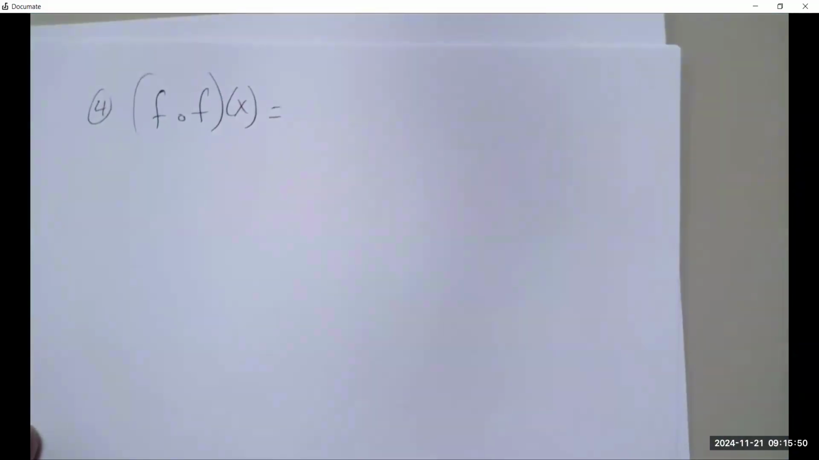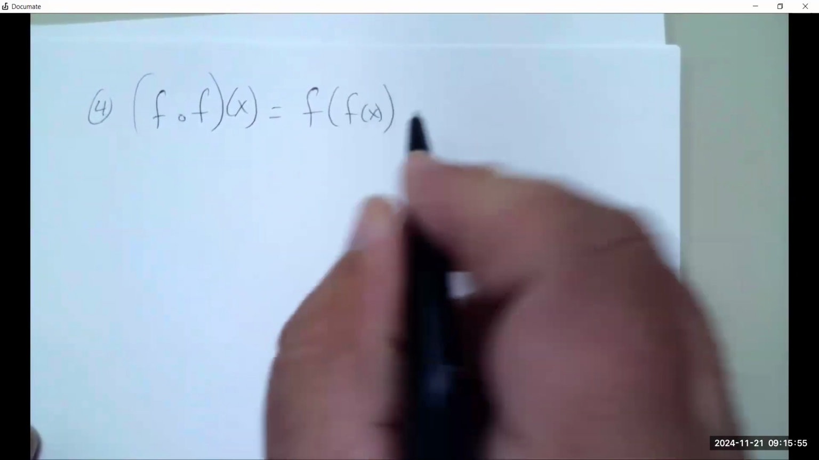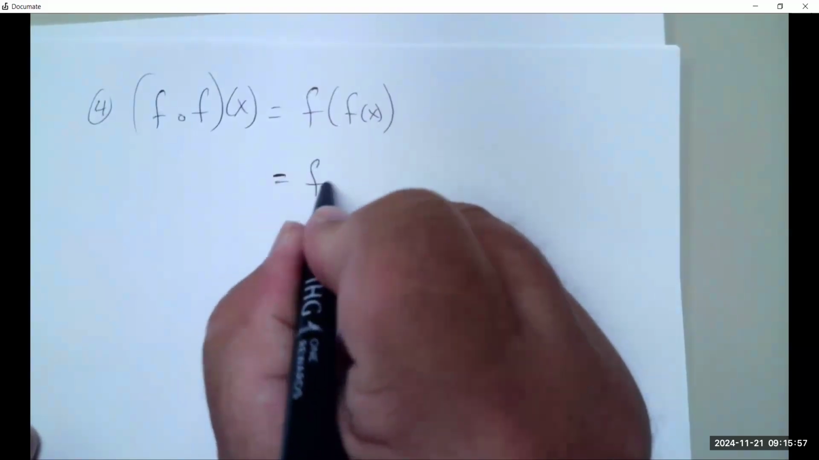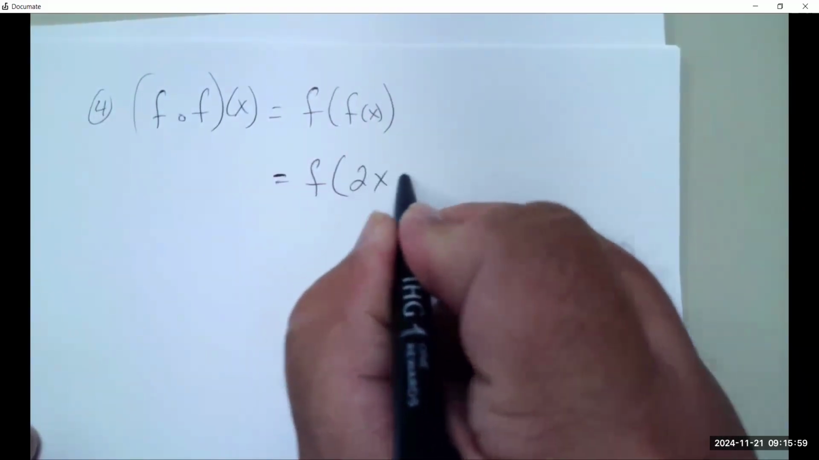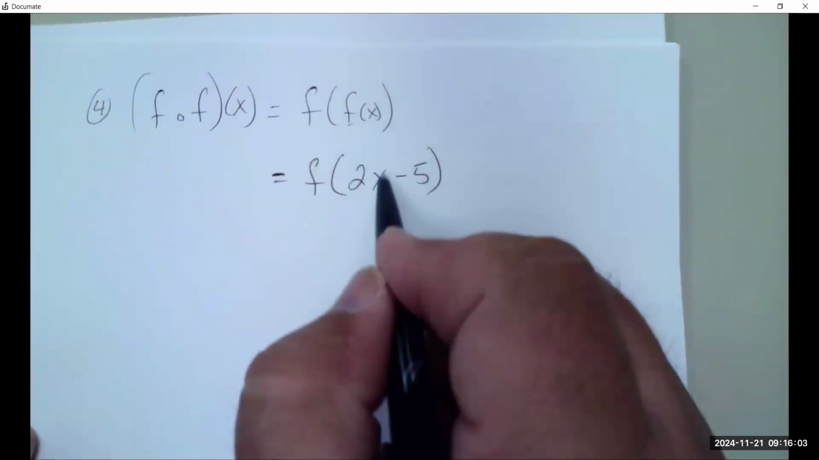And the last one is using the same functions. Find FOF. So this is F of X. What is F of X? So I'm putting the 2x minus 5 inside there.